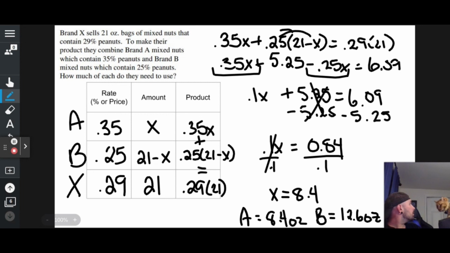Chocolate? Did he say chocolate? SpongeBob episode called Mixed Nuts.